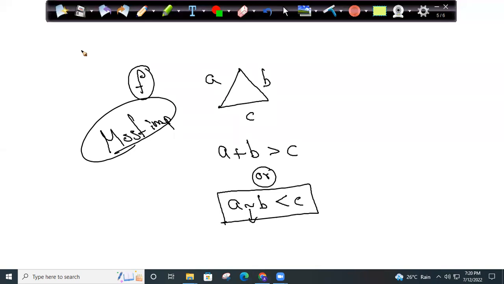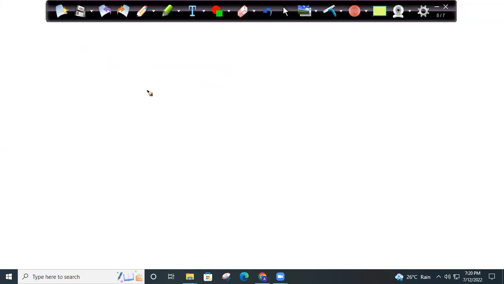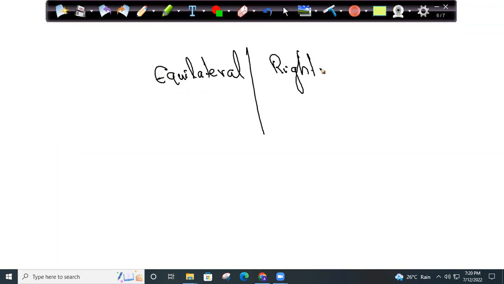Once you know these properties, the next thing is we can classify triangles based on their sides and angles. I don't want to go into that. More importantly, I want these types of triangles. One is the equilateral triangle. SAT is more interested in the equilateral triangle and the right angle triangle. So these are the two types of questions which we are most interested in.